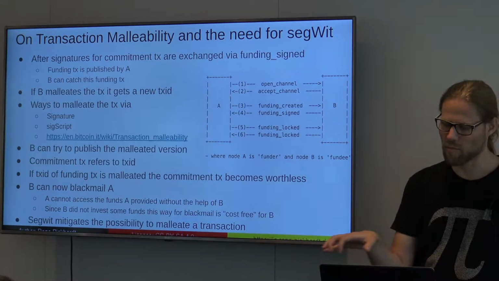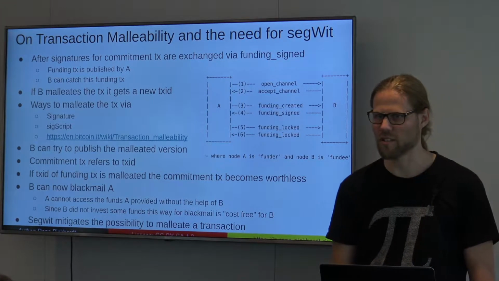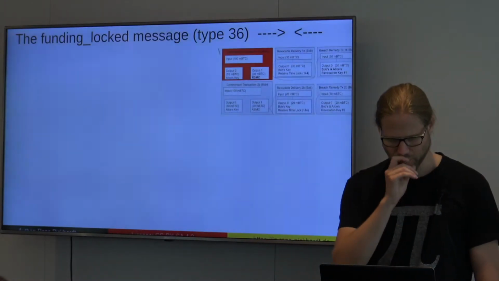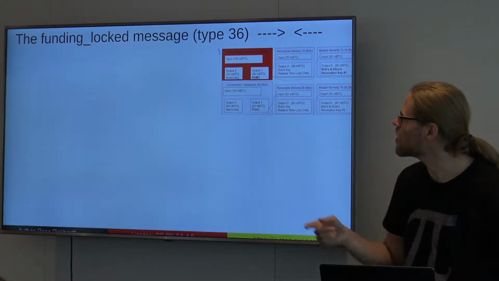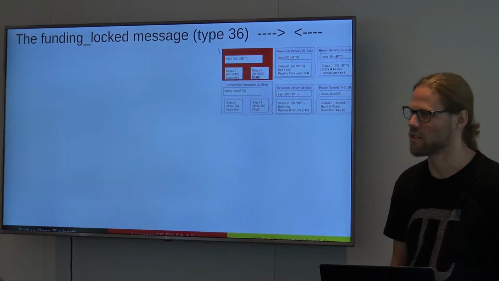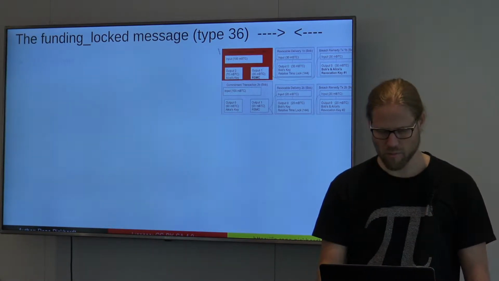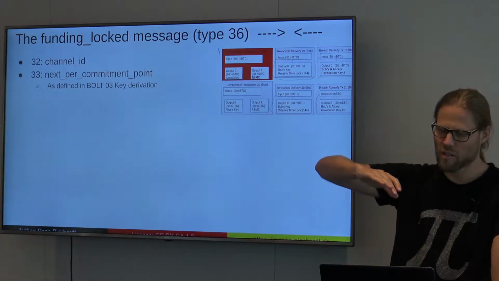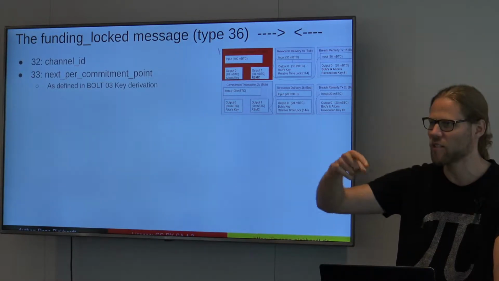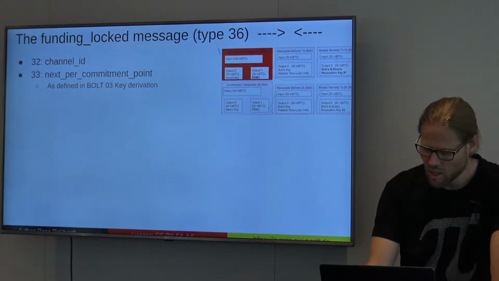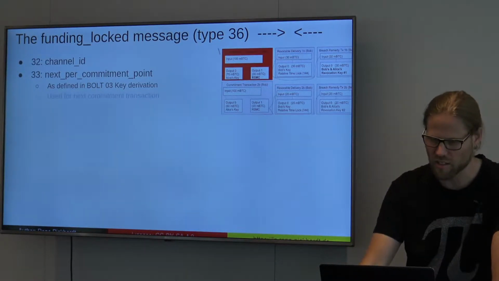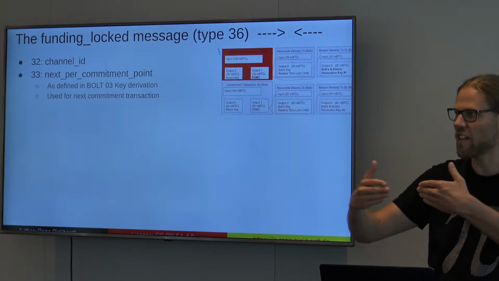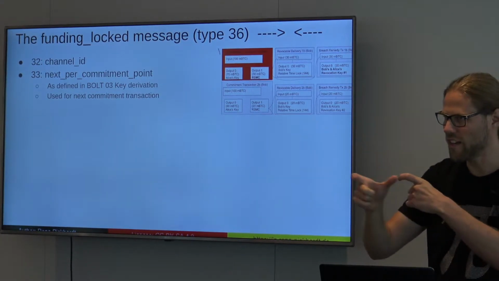So SegWit mitigates the possibility to malleate these transactions. That's why we needed SegWit so badly. I think the script SIG could not be changed anymore. So then when we have this, we have the funding locked message. Right? So after the funding is published and broadcasted, we have the channel ID and the next per commitment point, right? There's BOLT 3 with the key derivation that explains how all these keys are derived in a pretty smart, but I would say technical way. And the next commitment point is shared so that for the next commitment transaction, they can already create signatures.